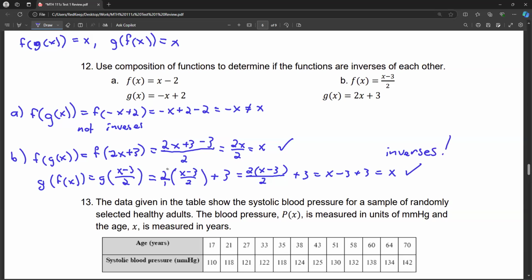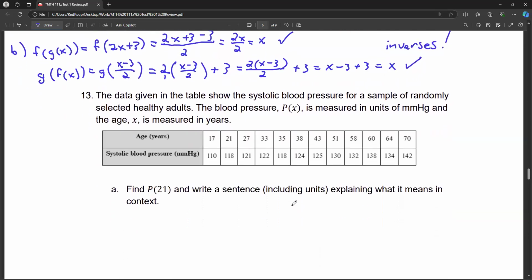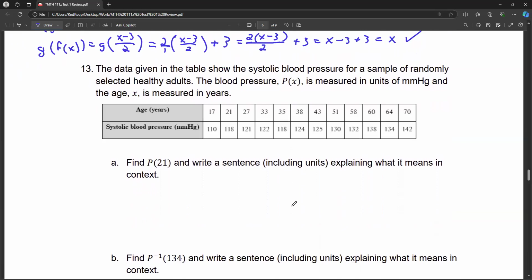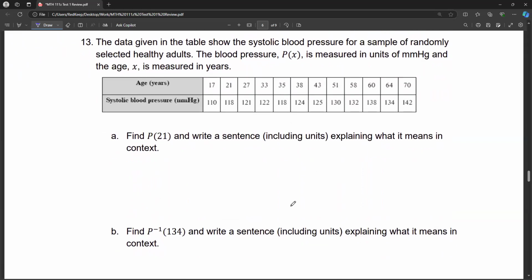Perfect. Okay. Moving on to question 13, another story problem. And so we're dealing with data, looks like some blood pressure data from some healthy adults. And so this P of X is the blood pressure, and it's measured in the units of mmHg, and the age X is measured in years. Okay.